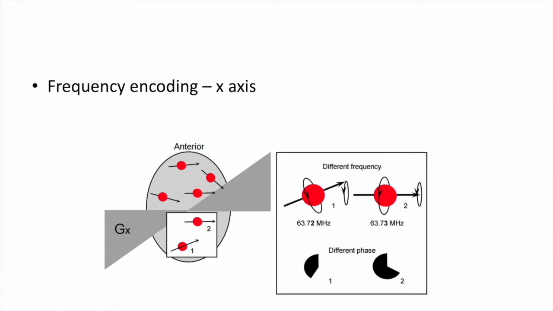The third gradient, which is the frequency encoding gradient, is then applied during the readout of RF signal in x-axis. This causes a subtle change in the frequency of precession of protons along the x-axis, thereby differentiating columns of tissue from right to left.